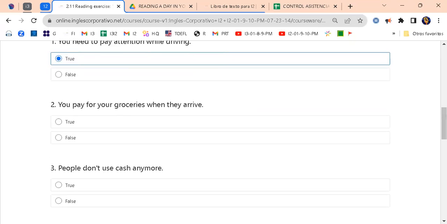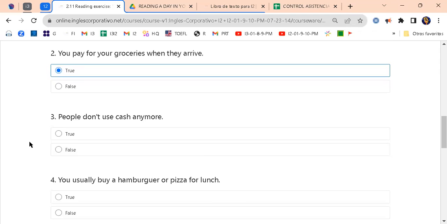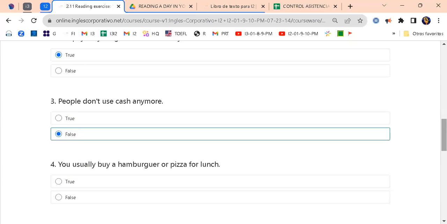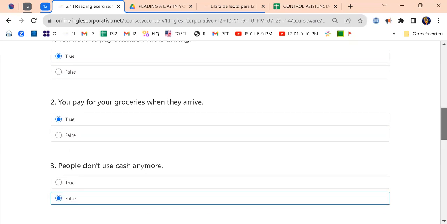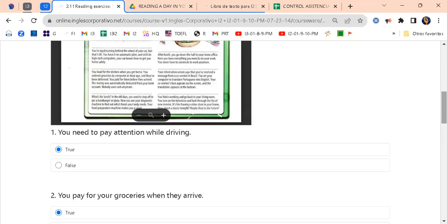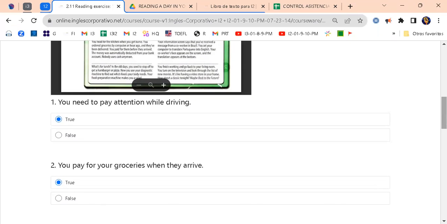Not sure, right? How about the second one? You pay for your groceries when they arrive? True, false? Yeah, true. People don't use cash anymore. True or false? False, indeed, false. The first and the second one, both are marked. I don't know why. The first one, you need to pay attention while driving, and the second one, you pay for your groceries when they arrive. So you think they are false? Yep, in the system, they are false. Okay, we're going to check that.